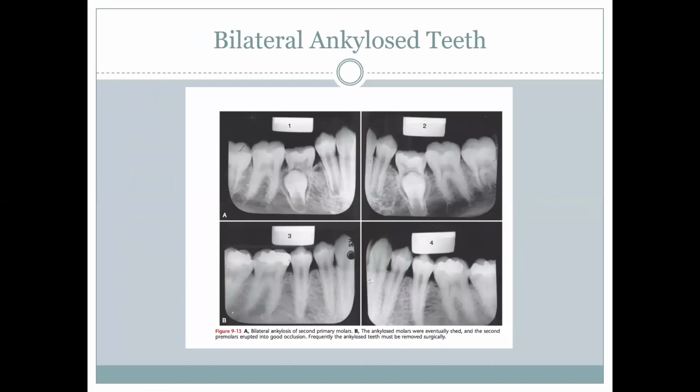Here's another picture of bilateral ankylosed teeth. And on the top, number 1 and 2, you do have the ankylosed second primary molars. And on 3 and 4, you see that the premolar teeth came in well after the second primary molars were removed.